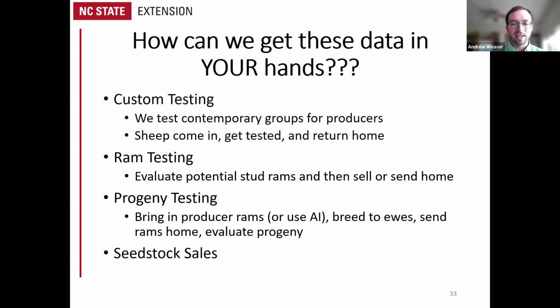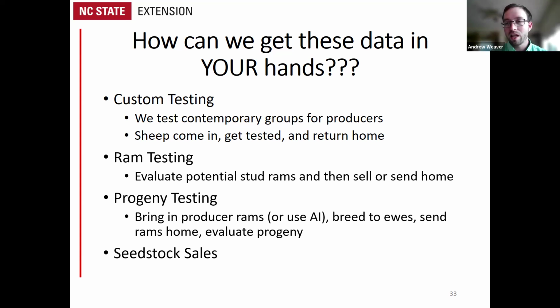And then seedstock sales, and this is kind of where we're at right now. I would like to move beyond this and provide more resources to you all as producers. We're testing our sheep. We do have a production sale. We sell some sheep throughout the year, and those sheep have feed efficiency data. It's an individual animal here and there. Hopefully those animals can pass on some of those traits, but again, we don't have an EBV.